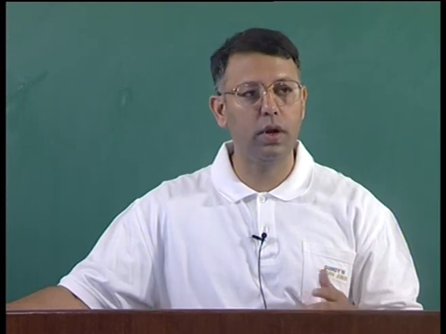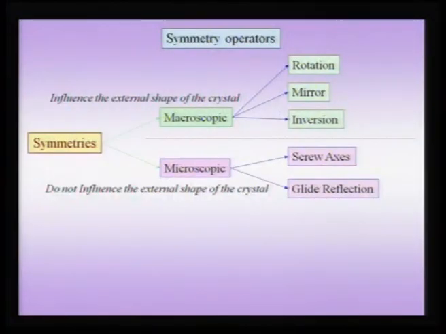So we can classify symmetry operators based on whether the symmetry operator takes an object to its mirror form or leaves it in its original form. Symmetry operators can also be classified based on their effect on the external shape of the crystal, and therefore we talk about macroscopic symmetry operators and microscopic symmetry operators. Screw and glide reflection, for instance, which we will take up much later in the description of symmetry, do not have any effect on the external shape of the crystal.